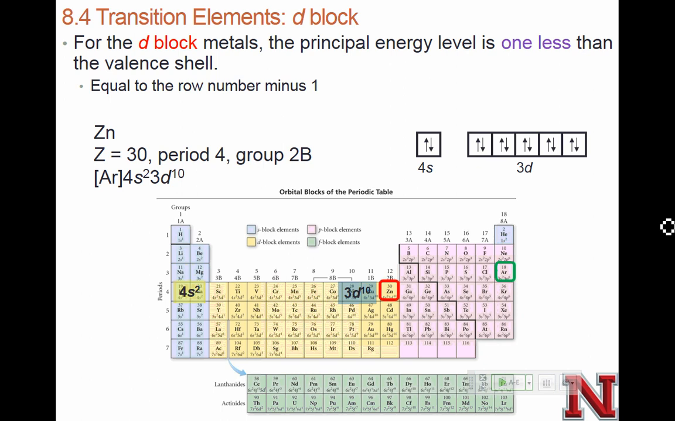Now, if we're talking about valence, typically it only really has 2 valence electrons, because that's our principal energy level, which is that 4.